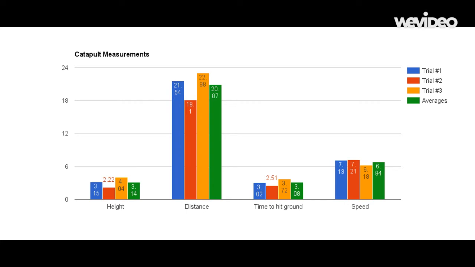The average distance of the projectiles was 20.87 feet. The average time it took for each of the projectiles to hit the ground was 2.08 seconds. The average speed for all the trials was 6.84 feet per second.